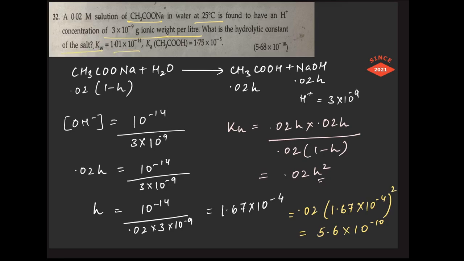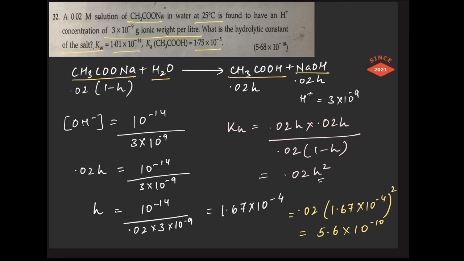Kw value is given, Ka value is given for acetic acid. Hydrolytic constant can be obtained by taking the ratio of Kw and Ka. So Kh is equal to Kw by Ka, and hydrolytic constant can also be obtained from the given values. This is the reaction: CH3COONa plus H2O forming CH3COOH plus NaOH. This is the reaction which shows the hydrolysis of the salt to give acid and base.